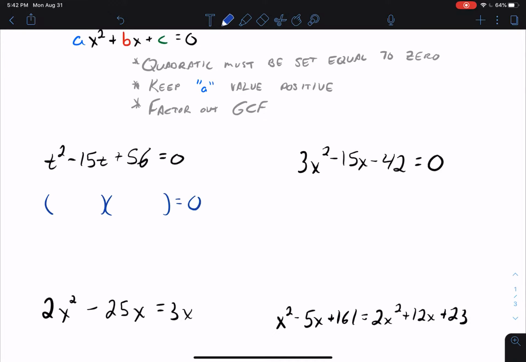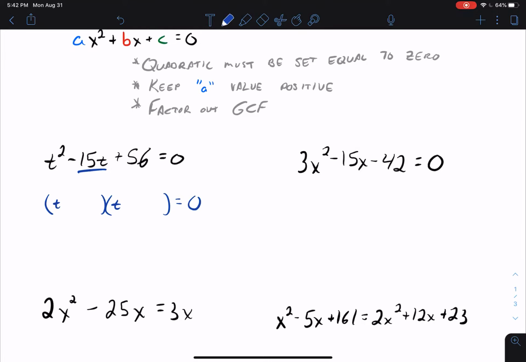Well, the first two terms need to multiply to give me t squared, and the last two terms need to multiply to give me 56. And then the middle two need to add together to give me negative 15. So we're looking for two numbers that multiply to 56 and add to give me negative 15.